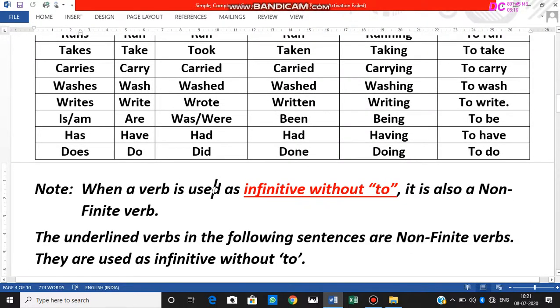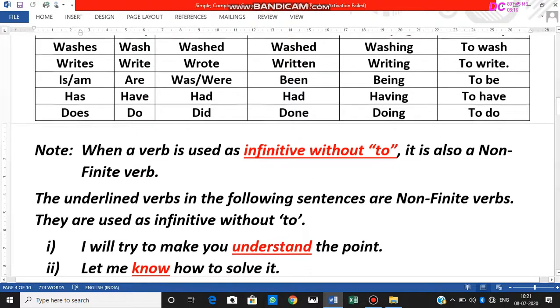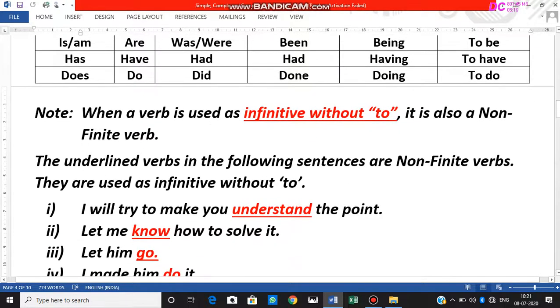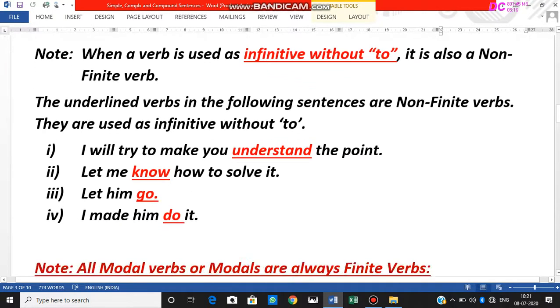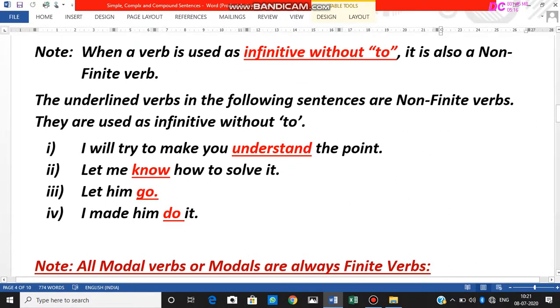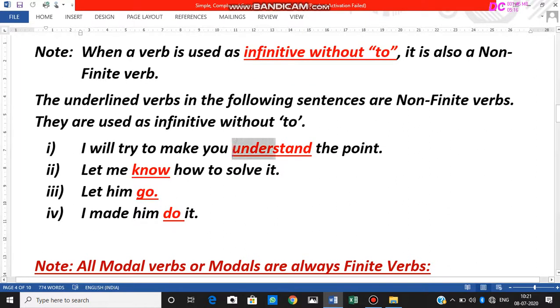When a verb is used as an infinitive without to, it is also a non-finite verb. Sometimes an infinitive is formed without to. Words after make or let, or the underlined words, are infinitives without to, and they are non-finite verbs.